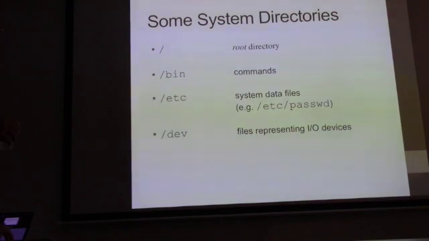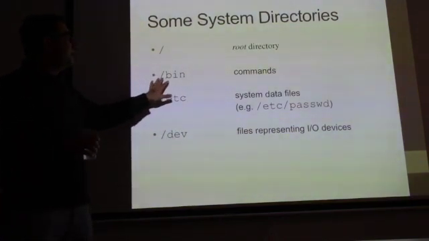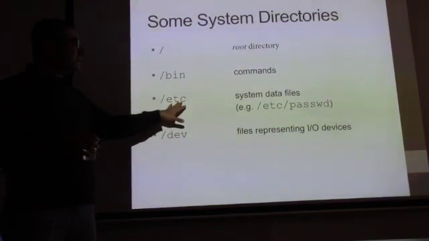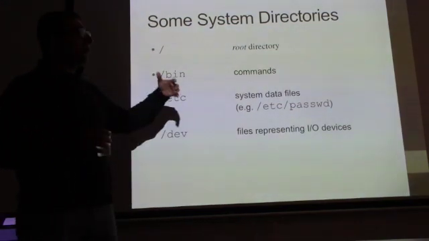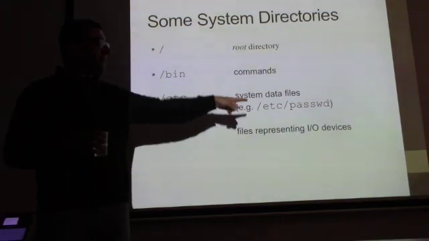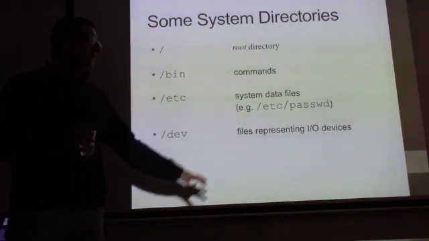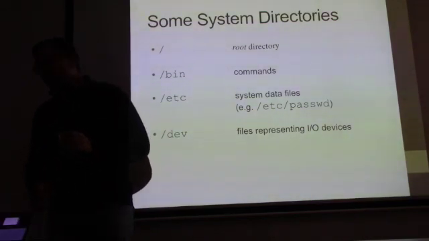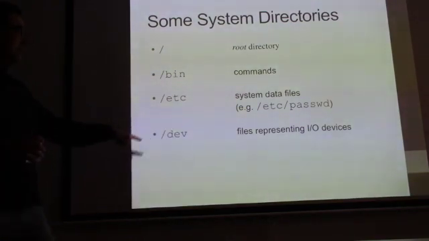All right. So as I said, this is a root directory, just a /, followed by /bin, which contains all your commands. The /etc directory contains your system data files. For example, all your passwords are stored in that file. /dev contains files representing all your I/O devices, so input/output devices. There used to be CD-ROMs and stuff connected, so those were in this device directory.